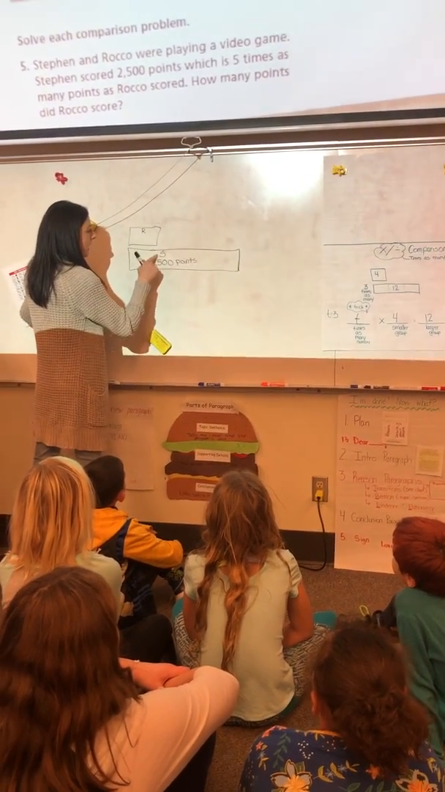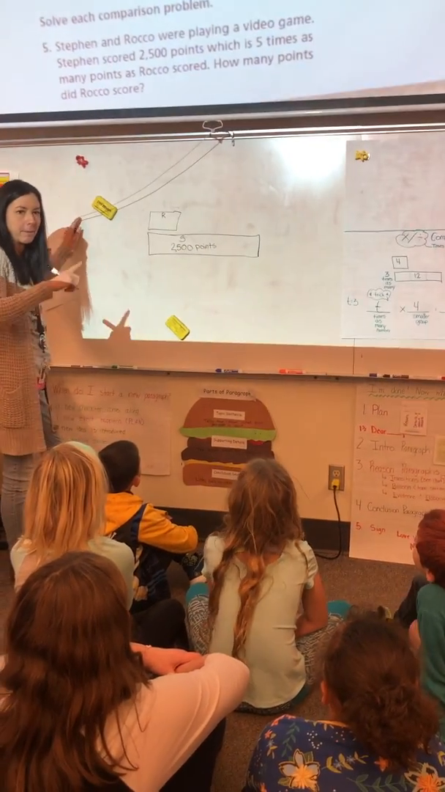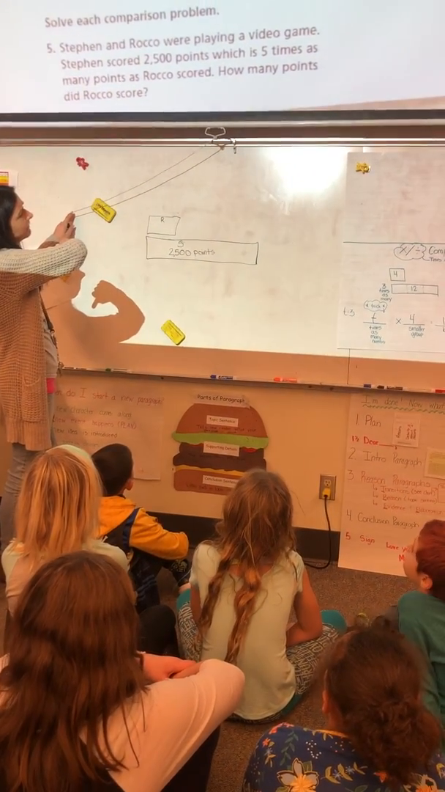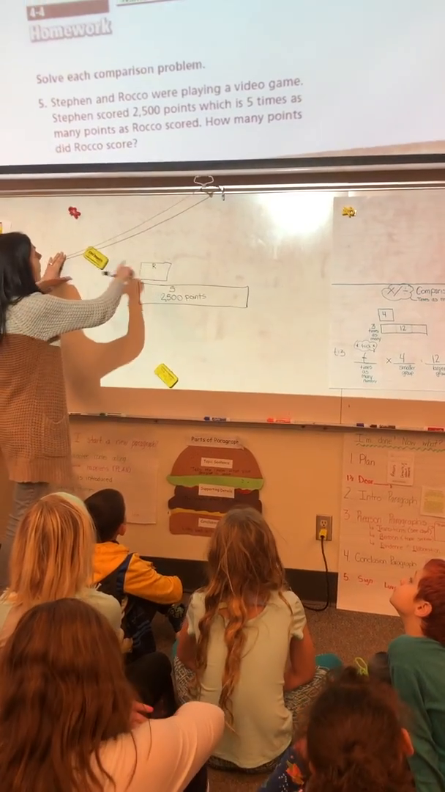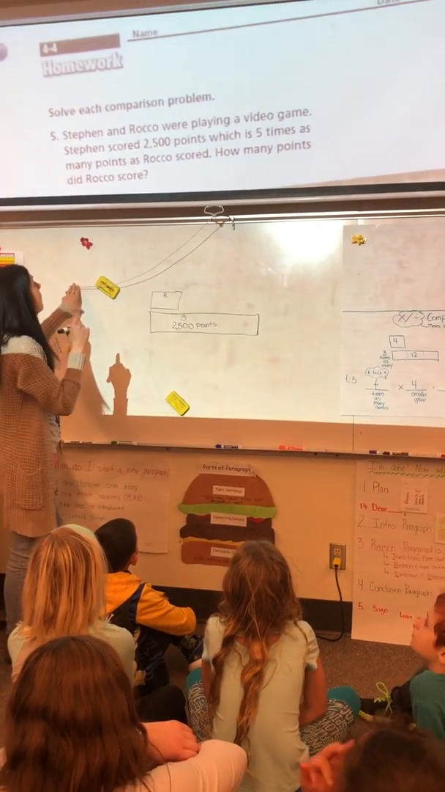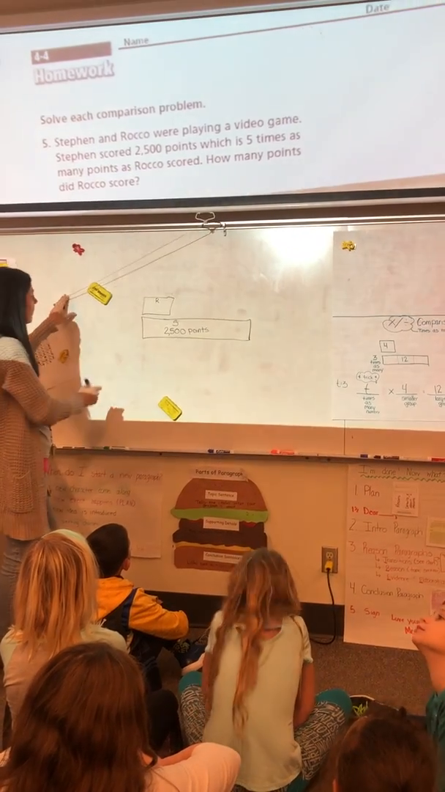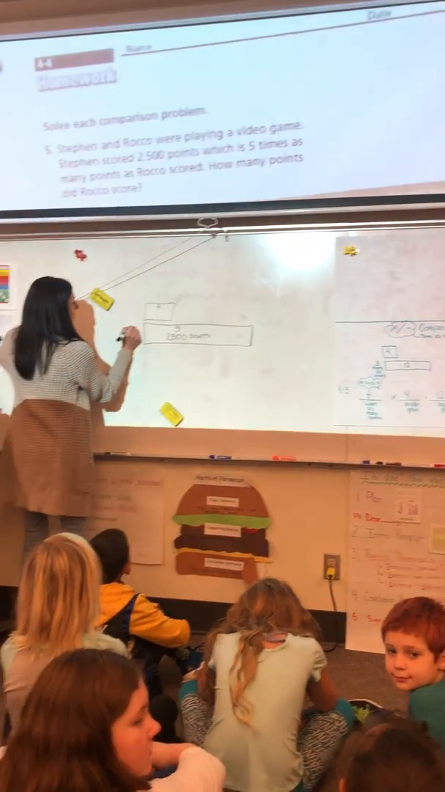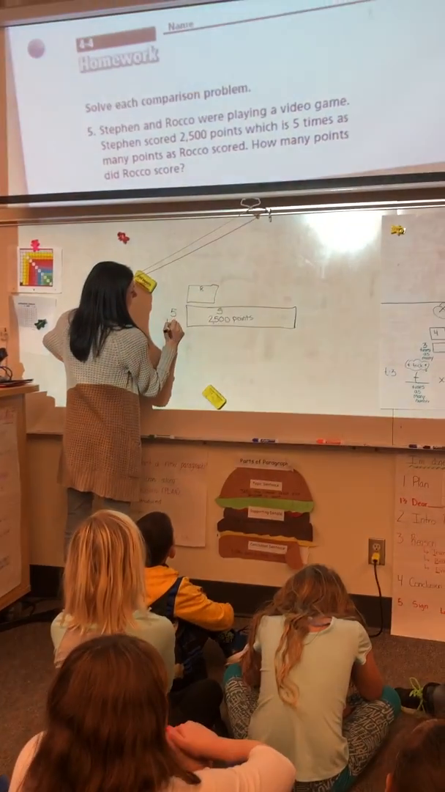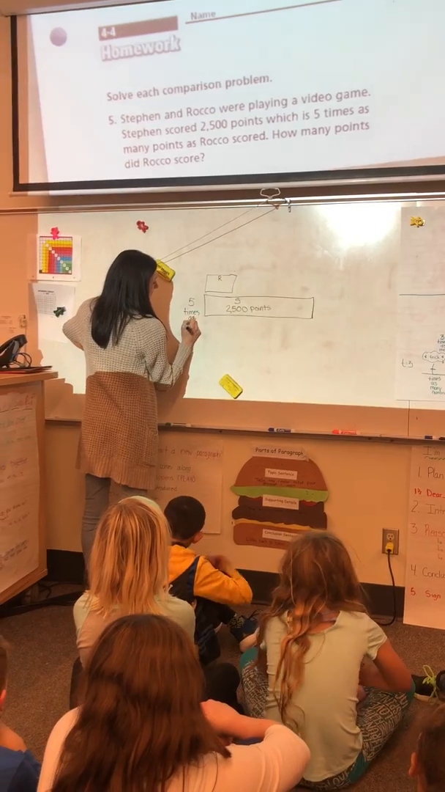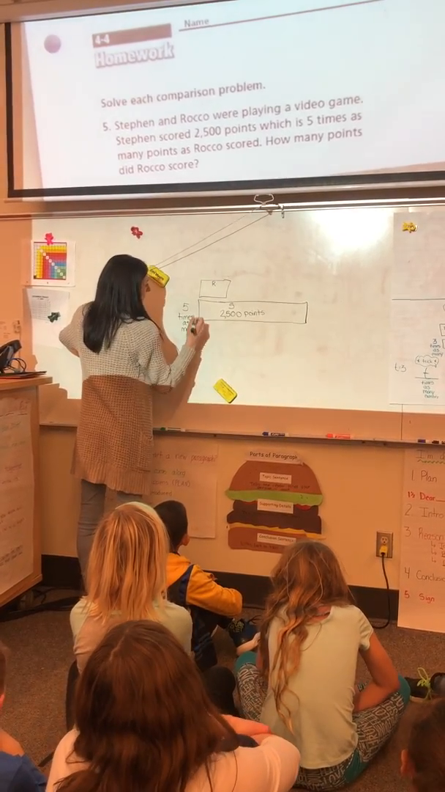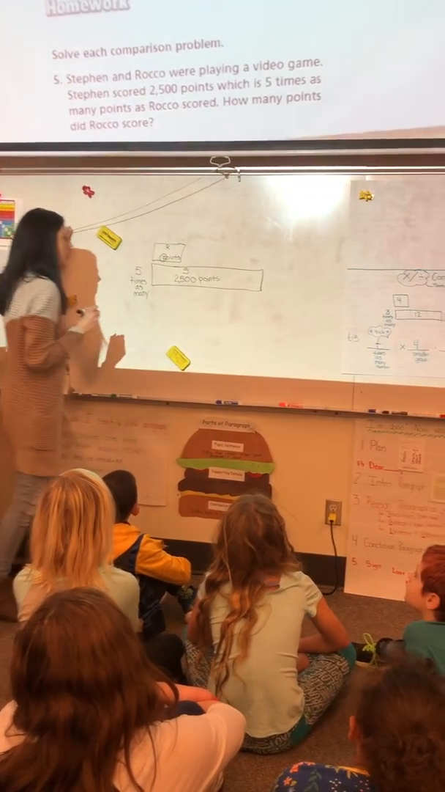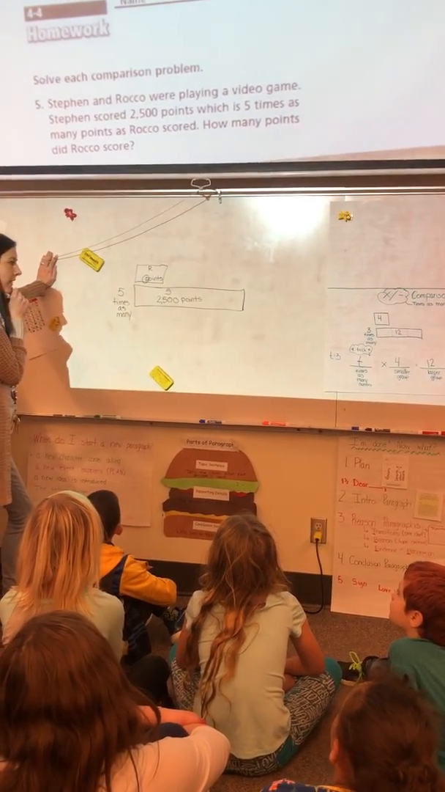Numbers and labels. S and R are not labels. That just helps me remember whose bar is whose. Then I've got another number in here, which is 5. 5 was not Rocco's points. That would be a really bad game. 5 has "times as many" after it. And I know, looking at my chart, that "times as many" always goes on the side. So I'm going to say 5 times as many. And then this is going to be Rocco's points. P would be a good variable. All right, I've got that here.